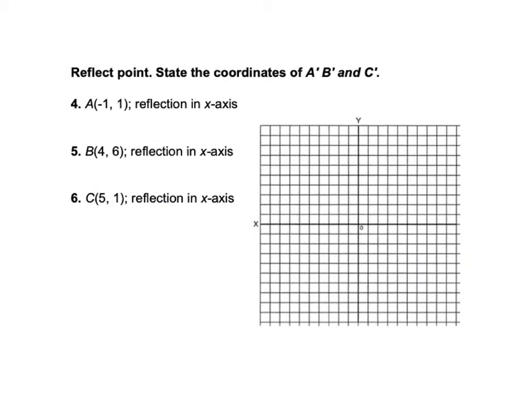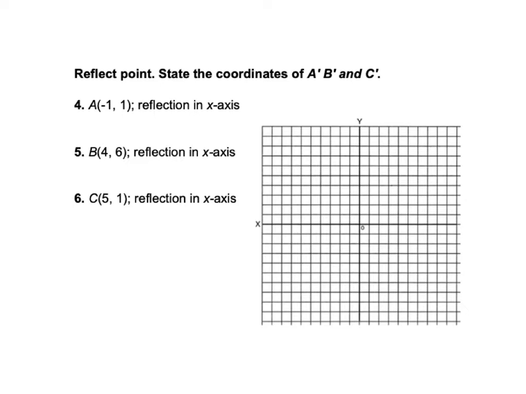Okay, this time it looks a lot like what we just did, but this time we are going to reflect in the x-axis. Since it tells us what we're reflecting across, the first thing that we are going to do is highlight our x-axis. Let's go ahead and highlight that so we know exactly where we're going to be. Okay, and let's see what that's going to look like.